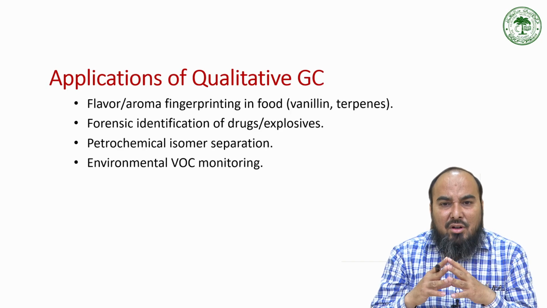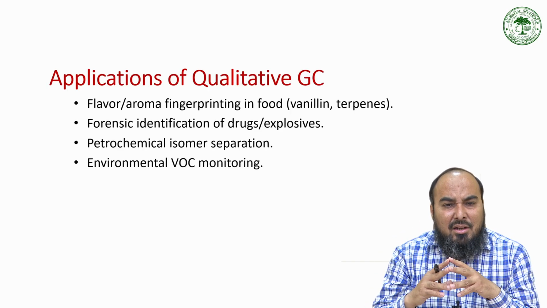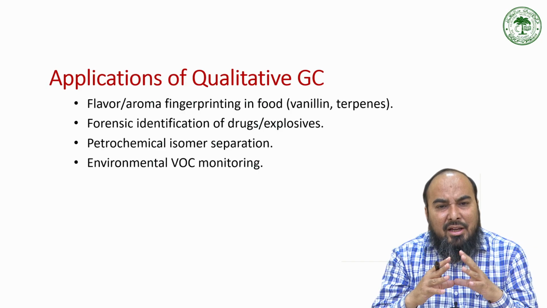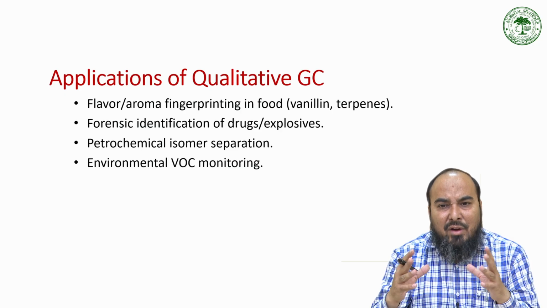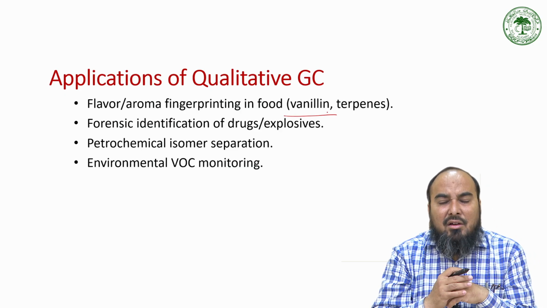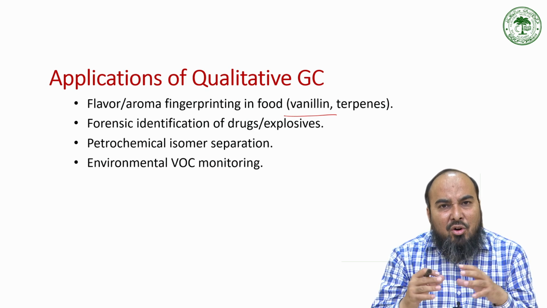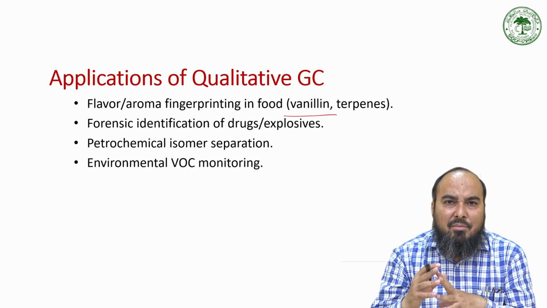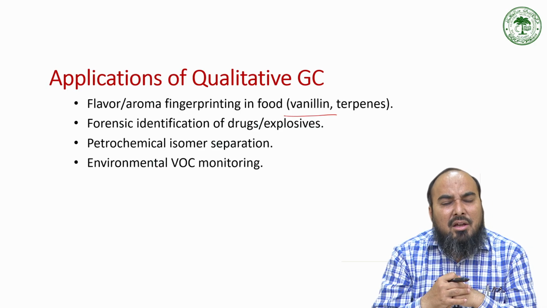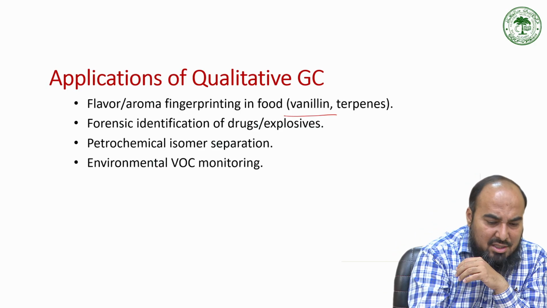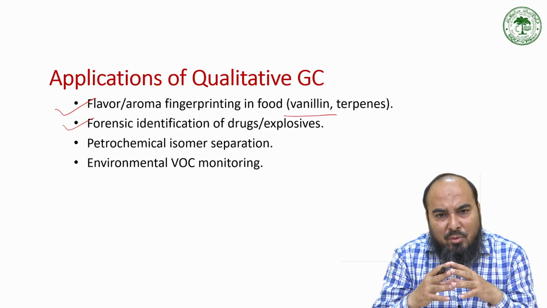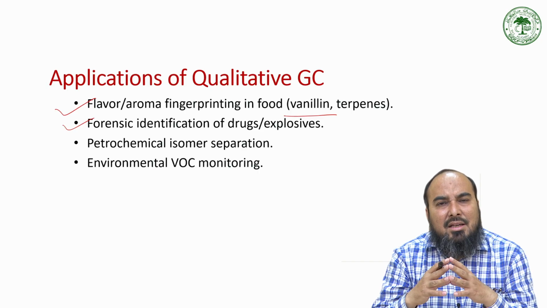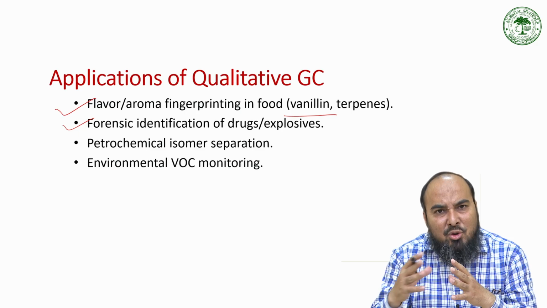Now, what are the applications of qualitative GC? For example, you can check fingerprinting in terms of the different constituents, such as vanillin and terpenes. Vanillin is the compound which is found in every eatery. All the chocolates, all the biscuits contain vanillin. Similarly, this is very good for forensic identification of drugs. Nowadays, it is also used in certain postmortems to check whether there is some drug poisoning or some abuse of poison or not. So GC comes into play.